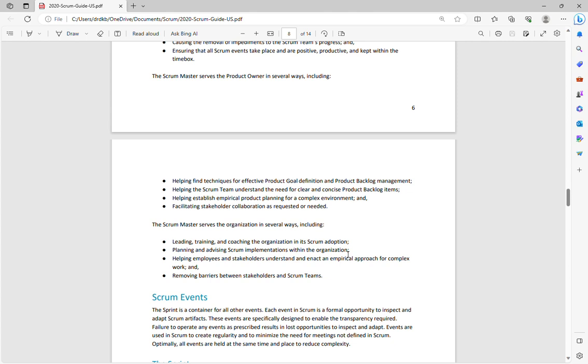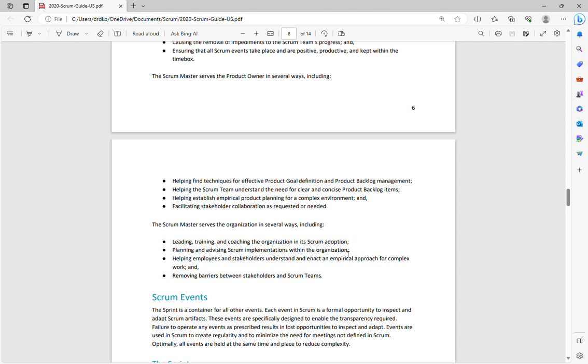Next one is helping employees and stakeholders understand and enact an empirical approach for complex work. So a Scrum Master can show them the importance of the approach by gathering the data and showcasing the metrics related to it, and can also conduct clear and concise trainings related to it. So they can help the employees and stakeholders understand the empirical approach for complex work through the metrics and reports.